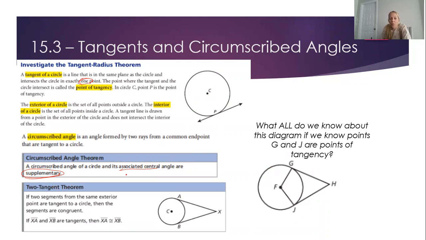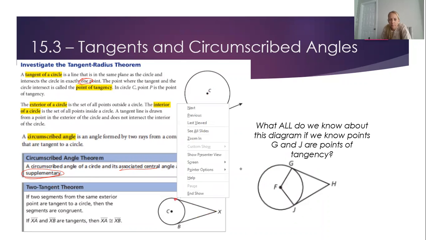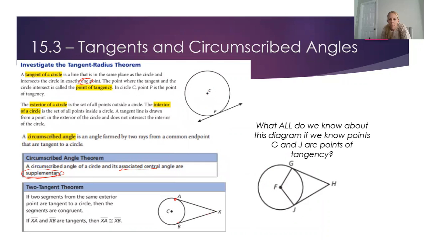Let's talk about the two tangent theorem. Here we have tangent AX. How do we know? Because it intersects the circle in exactly 1 point. Here we have B intersects the circle in exactly 1 point. So those are tangents. AX, XB is a tangent, therefore two tangents intersecting at the same point X. This angle AXB is a circumscribed angle, a circumscribed angle created by two tangents.